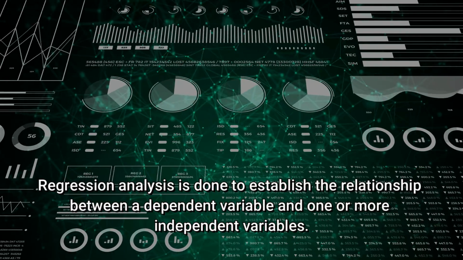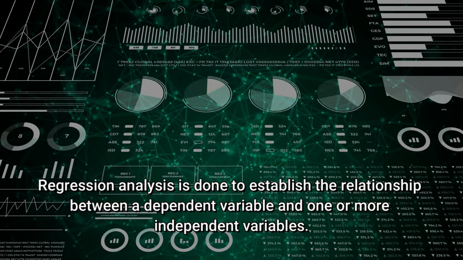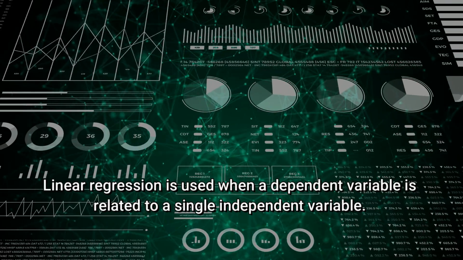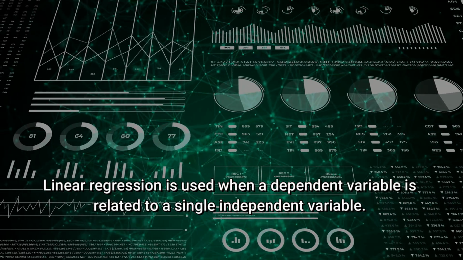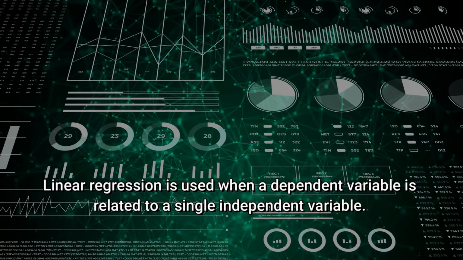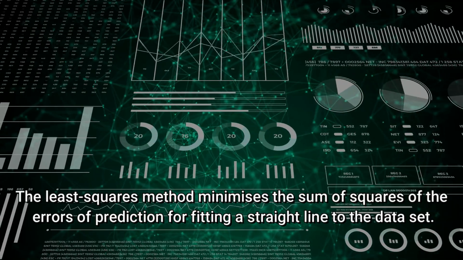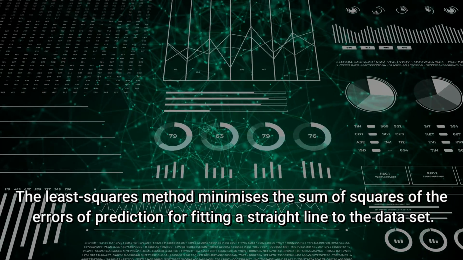Regression analysis is done to establish the relationship between a dependent variable and one or more independent variables. Linear regression is used when a dependent variable is related to a single independent variable. The least squares method minimizes the sum of squares of the errors of prediction for fitting a straight line to the data set.